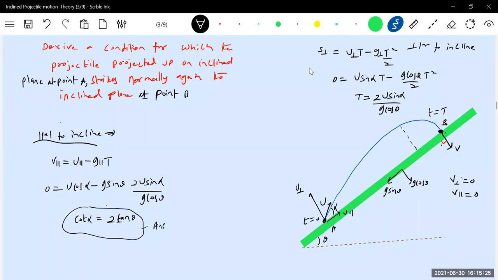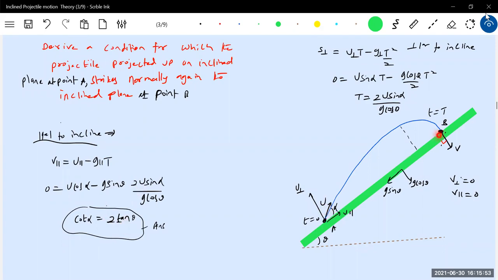With any speed, if the angle of projection... what is that alpha? Alpha is with respect to the incline. Alpha is the angle with which the ball is projected with respect to the incline, and theta is the angle of inclination. If alpha and theta are related by this equation, it will strike normally. So for any speed, yes, definitely, we got the answer in that way only.